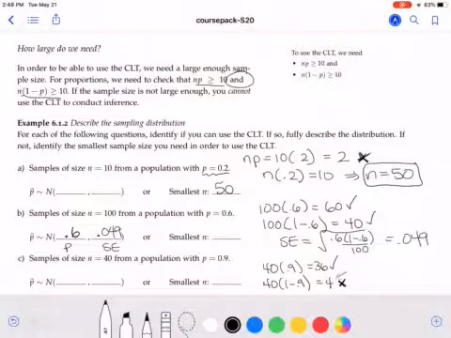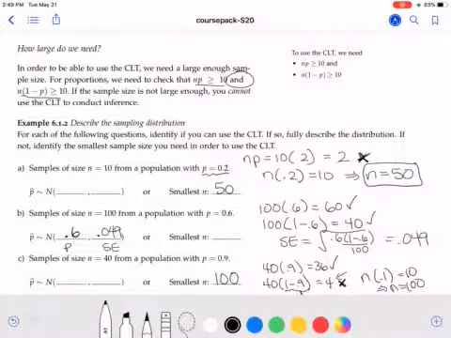So how would we bump this up to be at least 10? We notice that this here is 0.1. So we need some number n times 0.1 to give us at least 10. And so if we solve that for n, we will find that this implies that n needs to be at least 100 for the central limit theorem to hold.